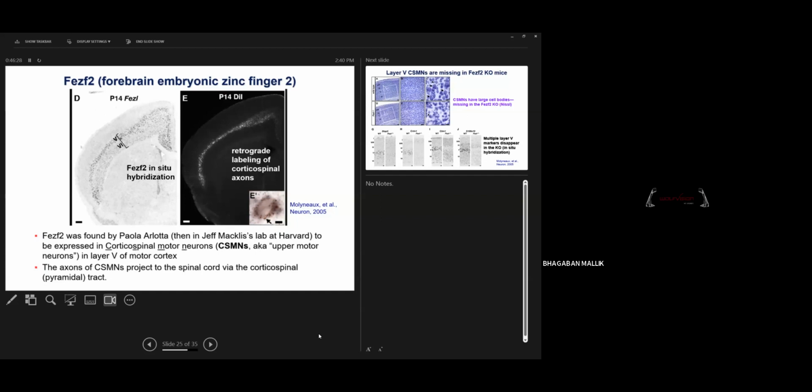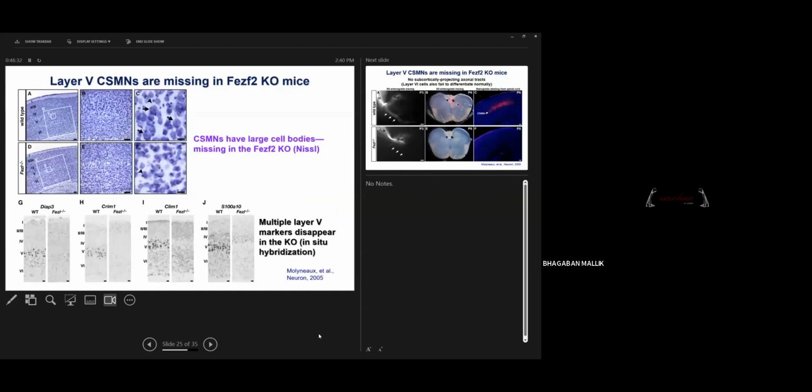I'll show some data showing how a defect in this type of transcription factor, the FEZF2 transcription factor, leads to poor development of the brain. That is what I want to highlight here. So this is a wild type brain, and this is stained with Nissl stain. In the past lecture I talked about different stains. The Nissl stain basically helps in staining the cell body. So in the layer 5, you can see the CSMN, the corticospinal motor neuron, which has the transcription factor FEZF2. You can see that you have bigger cell bodies, which are marked by the arrow.